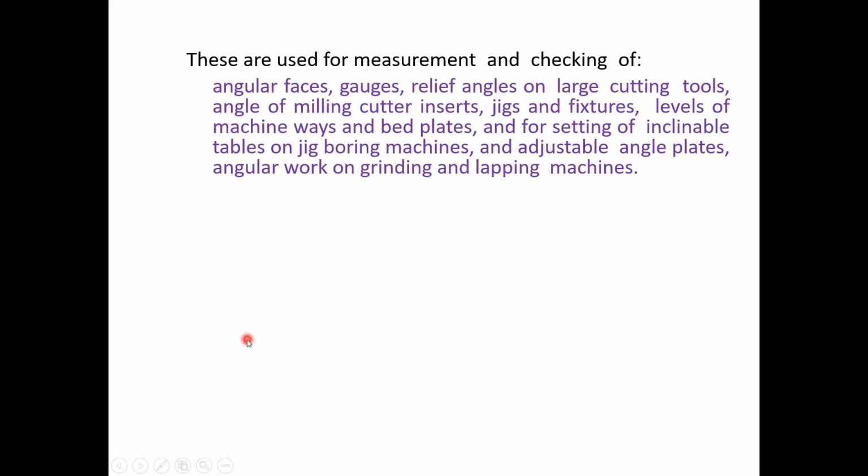What are the uses of these clinometers? These are used for measuring and checking angular faces, gauges, relief angles on large cutting tools, angle of milling cutter inserts, jigs and fixtures, levels of machine bases and bed plates, and for setting of inclinable tables on jig boring machines, adjustable angle plates, and angular work on grinding and lapping machines. For different applications, you can use the clinometers, right?